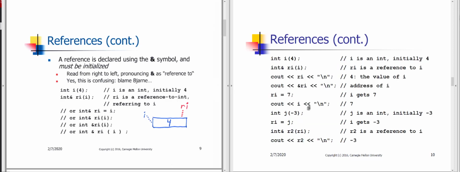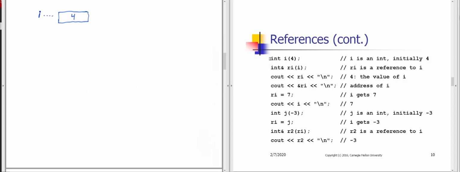All right, here on slide 10, we have some example code that we're going to step through in these diagrams over here on the left-hand side. Our first statement here is I is an int initialized with 4.